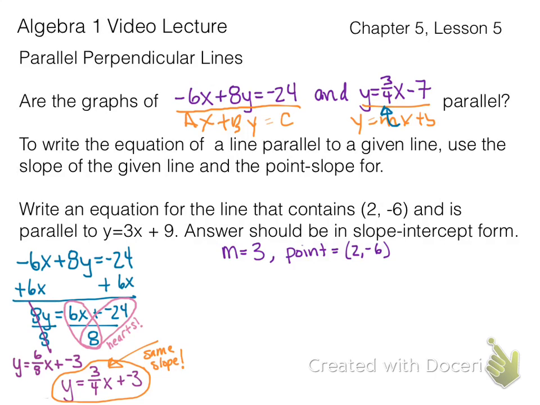We know they're parallel. Not only do they have the same slope, but they have different y-intercepts. Now, if they have the same y-intercept, well, guys, guess what? Then we have the same line twice, and they're just right on top of each other.